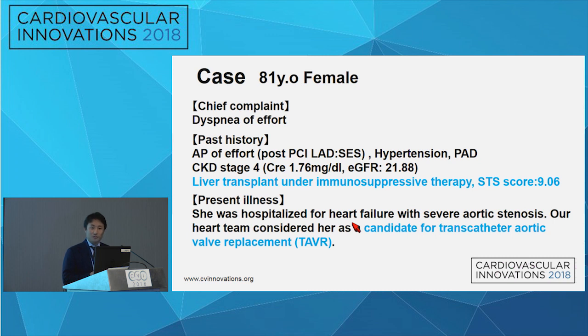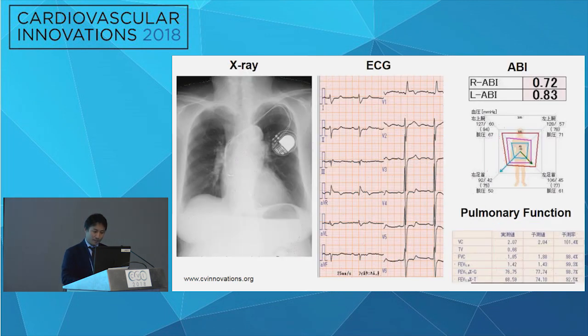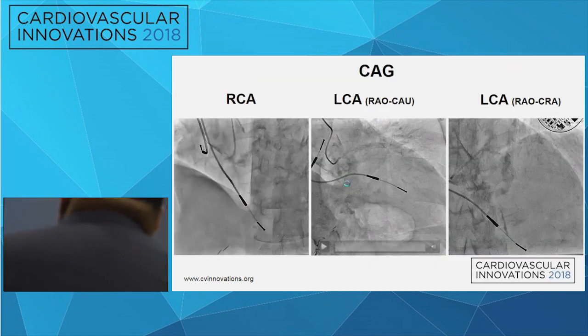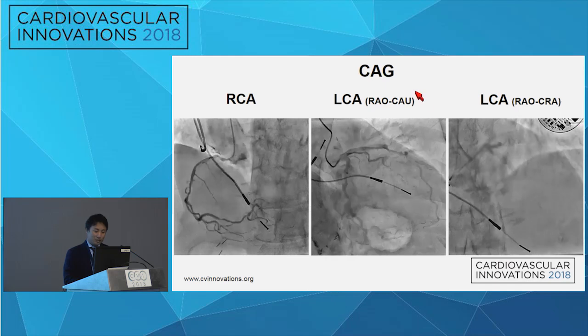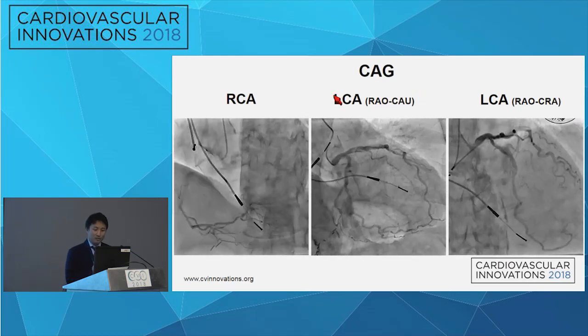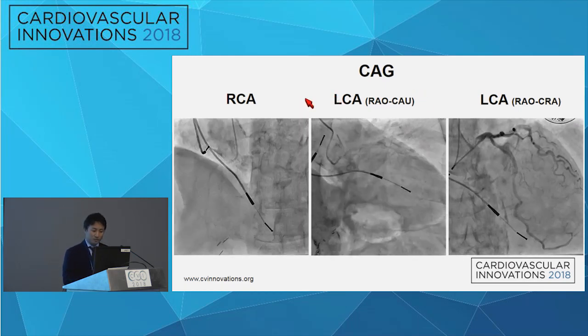She was admitted to our hospital because of heart failure with severe AS, and our heart team considered her a good candidate for TAVR. Chest X-ray showed slight cardiomegaly, and EKG showed sinus rhythm with bundle branch block. The ankle brachial index decreased because of peripheral artery disease, and pulmonary function is normal. Coronary angiogram showed relatively diffuse stenosis in RCA, but the LCA is intact.